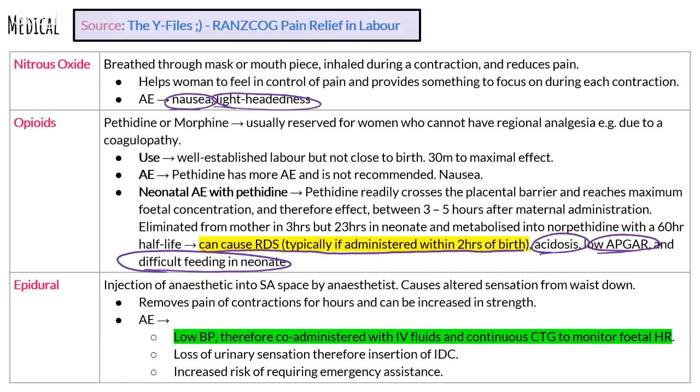It's still used. You can give an intramuscular injection of morphine, but there's other things that we would consider better rather than an opioid injection. Okay. All right. And another thing, 30 minutes to the maximal effect.